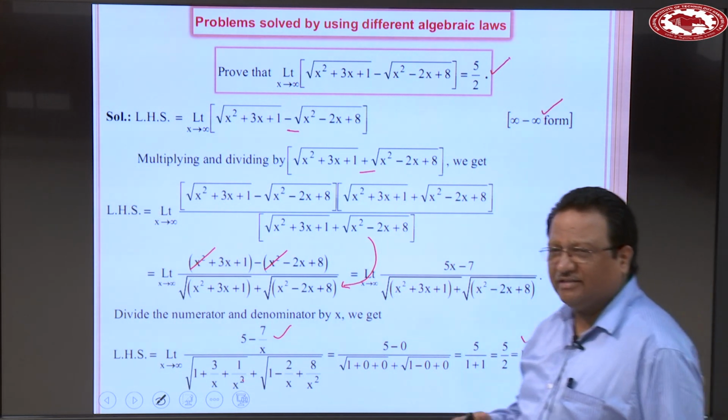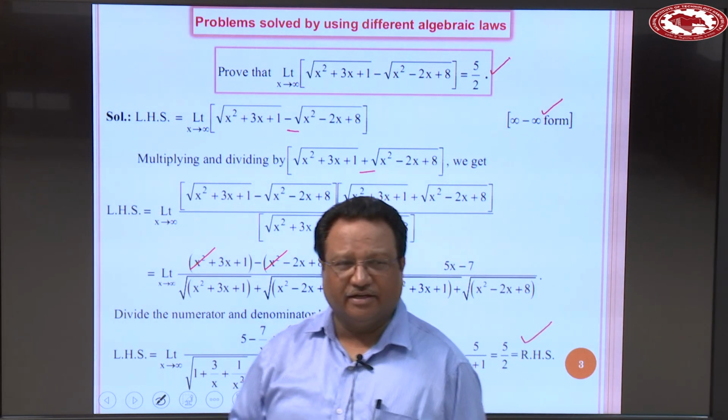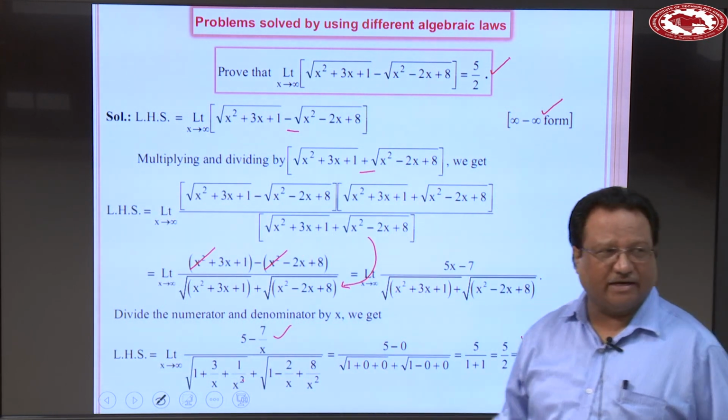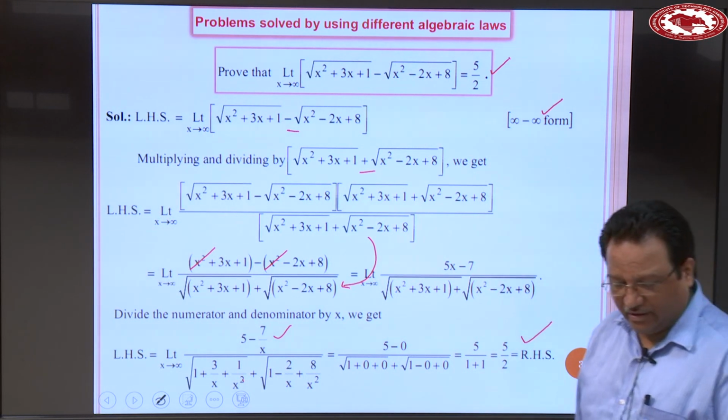So by using simple algebraic operations, we can solve these types of problems when we have infinity minus infinity form, or like this.